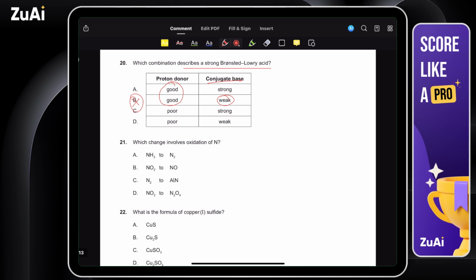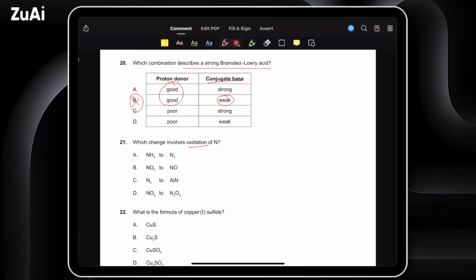Which change involves oxidation? Nitrogen goes from -3 to 0 there, so that is oxidation. Nitrogen is +4 there, +2 there, so this is reduction. Nitrogen is 0 there, -3 there, so reduction. Nitrogen +4 there, so 4 and -8, and nitrogen is +8, but for one nitrogen it should be +4, so no change in the fourth reaction. So oxidation is only in A.